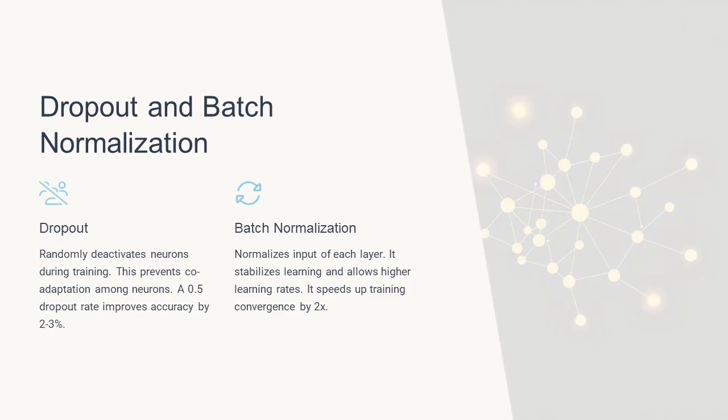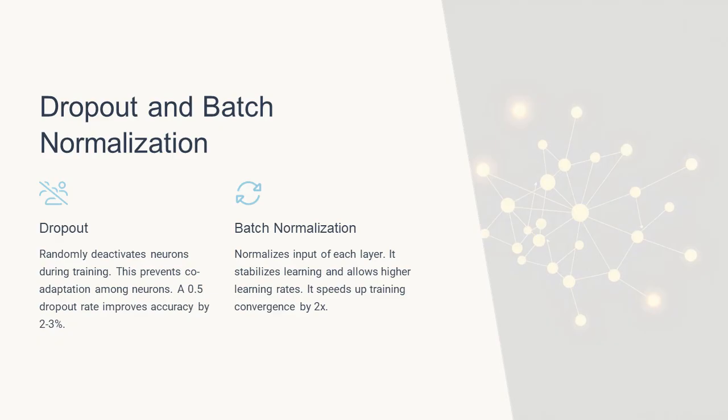The second and third techniques are dropout and batch normalization respectively. Dropout is randomly deactivating neurons during training. This prevents co-adaptation among neurons. A 0.5 dropout rate improves accuracy by 2 to 3%.